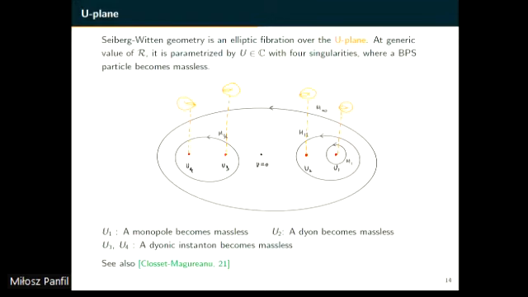In addition to the usual monopole and dyons, the theory that was obtained from the 5D theory has additional BPS states, which come from the instanton particles and also Kaluza-Klein particles, whose mass is proportional to 1 over R. For example, these two points U3 and U4 are the points where a dyonic instanton becomes massless. So, in the 4D limit, where R goes to zero, these two points, U3 and U4, are pushed away to infinity, and you are left with the original two singularities of the pure SU(2) 4D Seiberg-Witten theory.